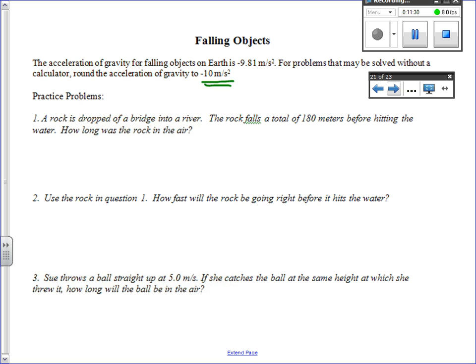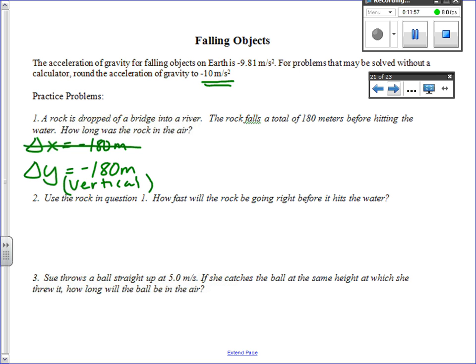A rock is dropped off of a bridge into a river. The rock falls a total of 180 meters before hitting the water. How long was the rock in the air? Here we've got displacement. Now, previously we said that displacement was delta x, and that's still true. However, you'll sometimes see it written as delta y when we are talking about vertical information.